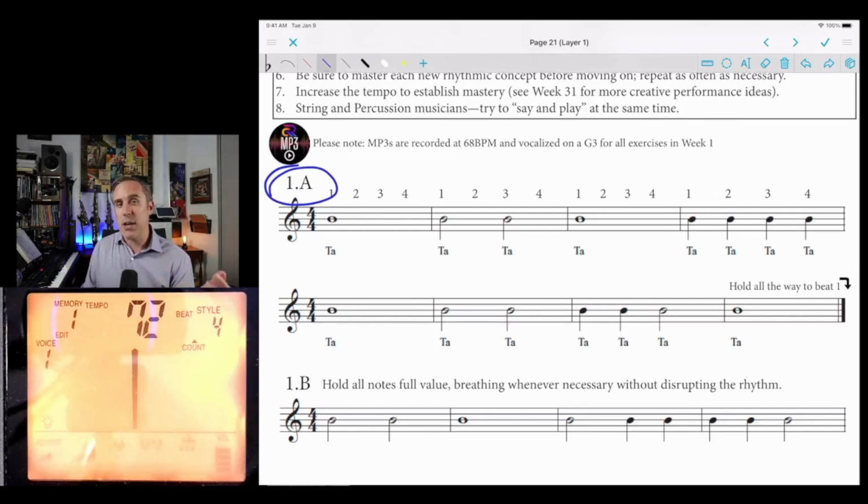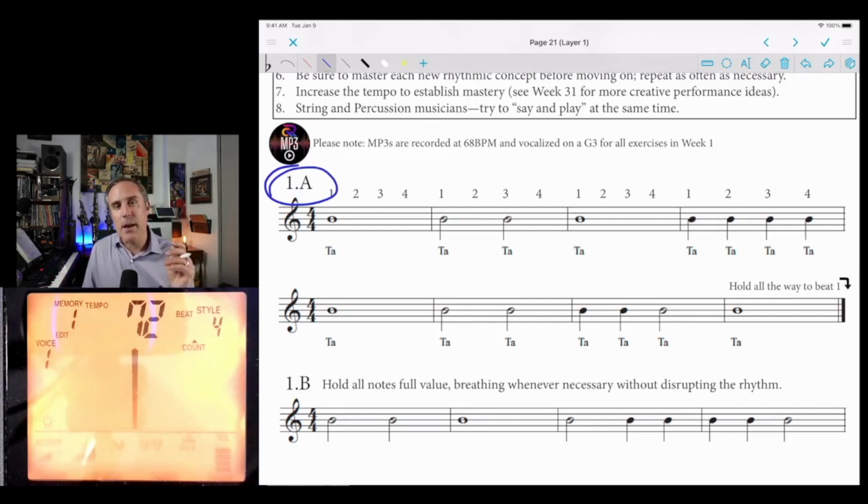When you do this exercise, you want to breathe whenever you need to. I may even breathe every measure just to show you that you can still maintain the integrity of the exercise and breathe as often as you need to. So the idea is to be accurate, maintain the integrity, and just breathe whenever you need to. We are going to be singing this exercise as well on that G3. So I hope that you'll match my pitch the best that you can, whether it's a G2 or a G4, totally up to you. But if you can match that G, that would be great.